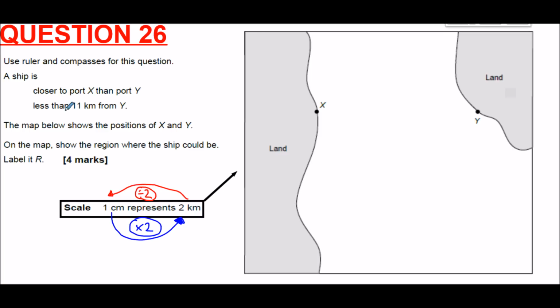And so we've got 2 different things with this ship. It's closer to port X than port Y, and it says it's less than 11 kilometres from Y. And so on this diagram, 11 kilometres, we can convert to how many centimetres that would be worth by dividing it by 2. 11 divided by 2 would tell us that's worth 5.5 centimetres on the map.